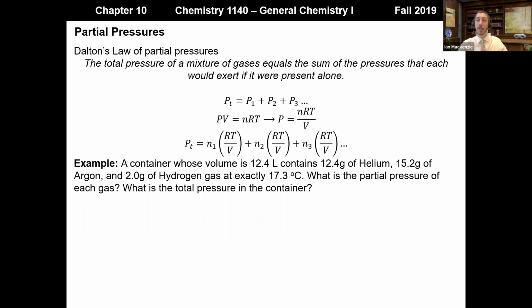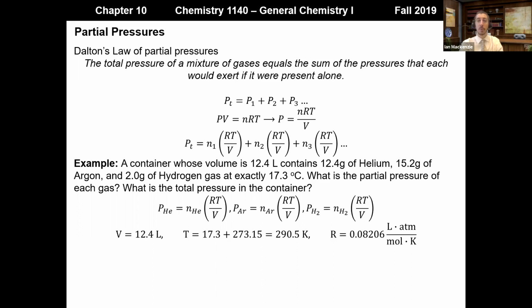Now, what will be simplest here is that the quantity RT over V is going to be the same for all of the gases. So we can just solve for that. And then the only difference in terms of the different pressures is going to be the number of moles for the individual gases. So let's work our way through this. We can first rearrange this and say, well, the partial pressure of helium is just the number of moles of helium times RT over V. And the same thing for argon and hydrogen.